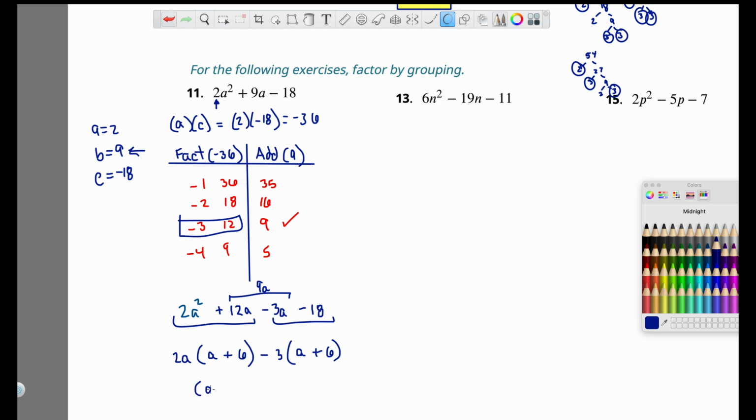So let's factor out an a plus 6. I have two terms here. They both have a common factor of a plus 6. If I take an a plus 6 out of this term, I'm left with 2a. If I factor a plus 6 out of this term, I'm left with negative 3. And that is my factored binomial.